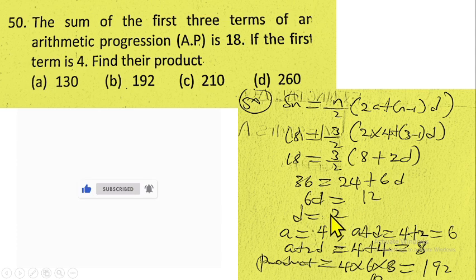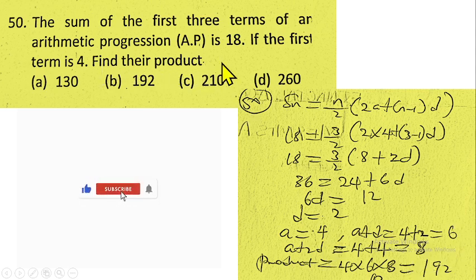So if the common difference is 2, then we know that the first term is 4. The second term of an AP is a plus d, that will be 4 plus 2, that gives us 6. And the third term is a plus 2d, that gives us 4 plus 2 times 2, which is 4, and 4 plus 4 gives us 8. That means the first term is 4, the second term is 6, and the third term is 8.